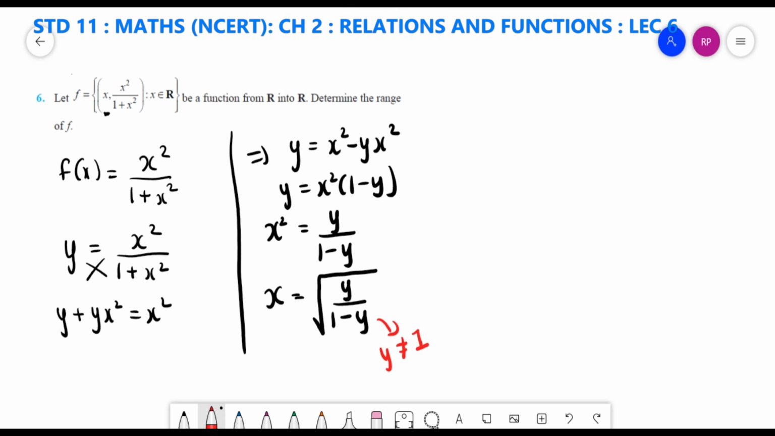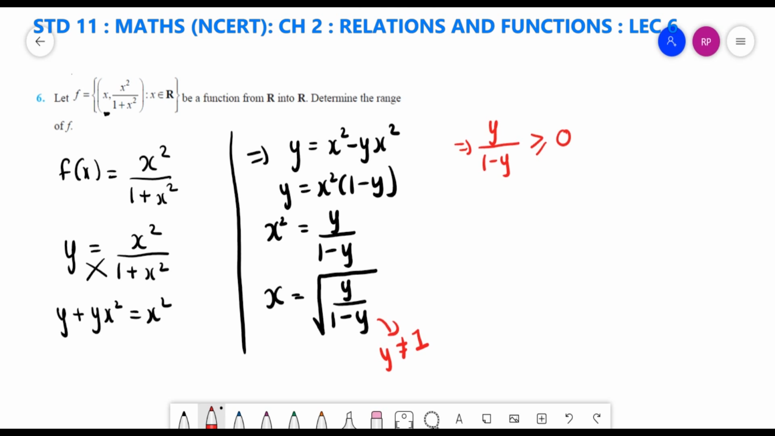Okay. Now see, this is a square root. x is equal to square root of y upon 1 minus y. Now we know that a square root is only possible if the expression inside the square root is greater than or equal to 0. So what does this imply? y upon 1 minus y must be greater than or equal to 0. Then only it is possible to take the square root, because a square root can never be negative.